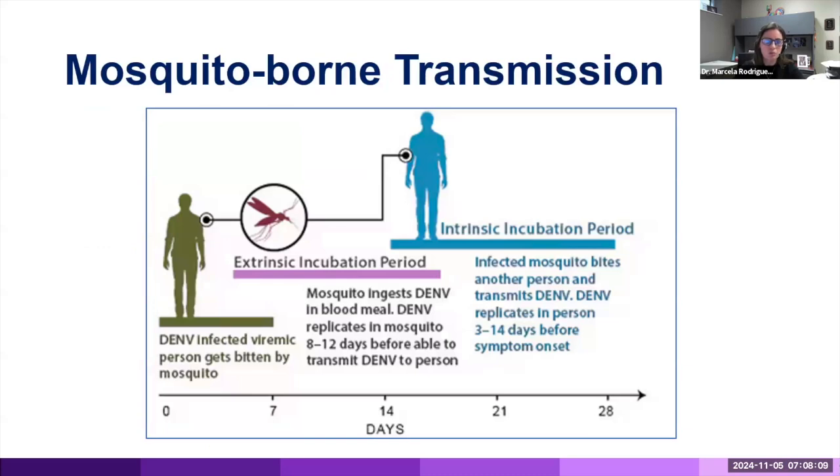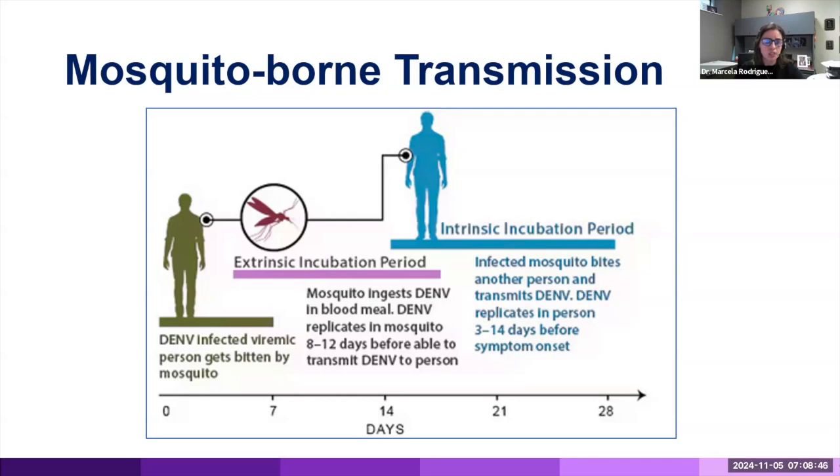So this graph represents the mosquito-borne transmission, and there are 3 periods. The first period is the infectivity period that lasts between 0 to 7 days. In this period, the dengue-infected viremic person gets bitten by a mosquito. This period is followed by the extrinsic incubation period, which lasts between 8 to 12 days. In this period, the mosquito ingests the dengue in a blood meal, and dengue virus replicates in the mosquito 8 to 12 days before the mosquito is able to transmit the dengue to a person.